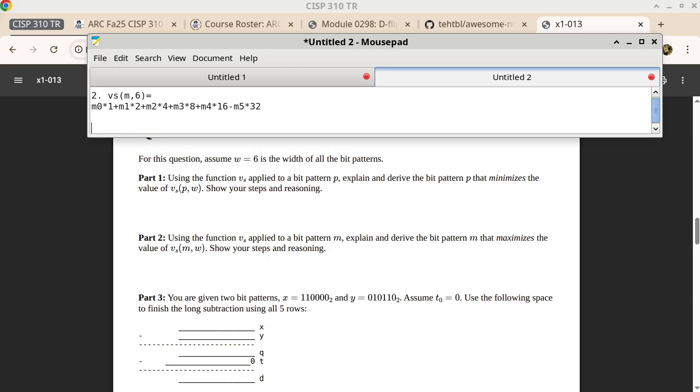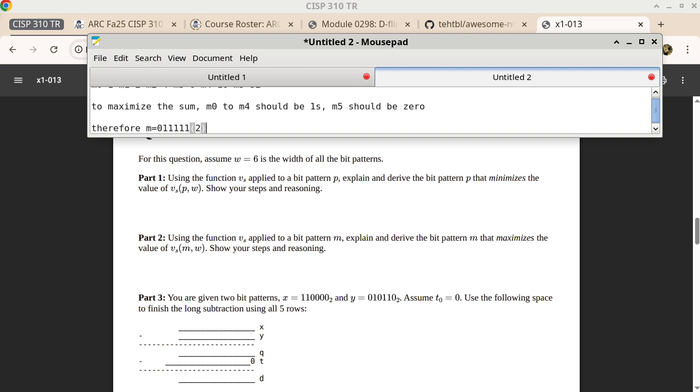All right. So once we have done this, then we can say to maximize the sum, m0 to m4 should be ones, m5 should be a 0. So therefore, M equals 0, 1, 2, 3, 4, 5 in base 2.